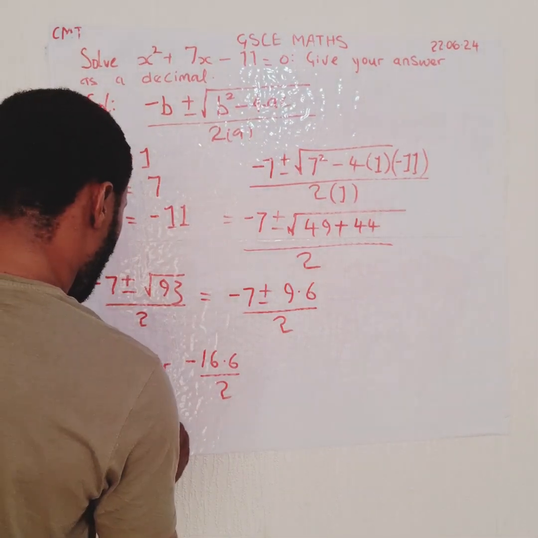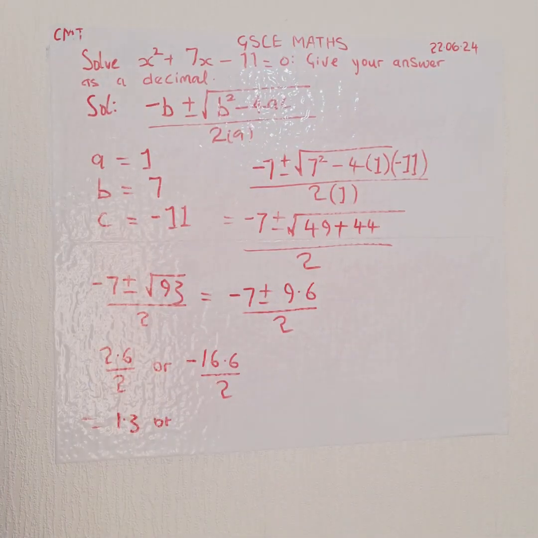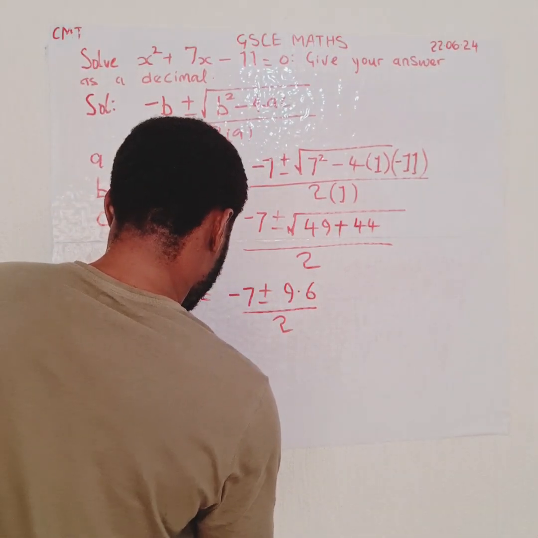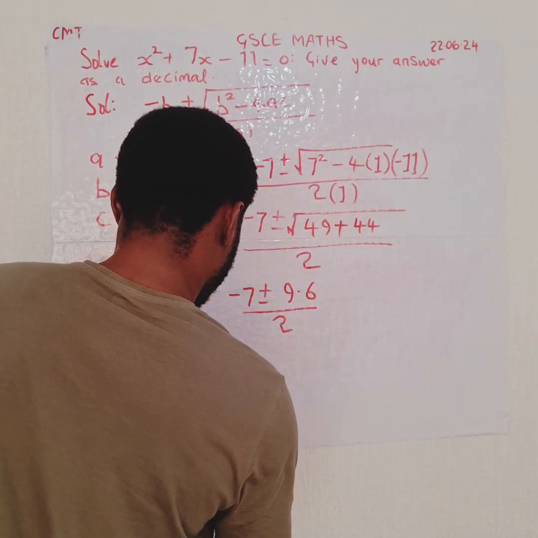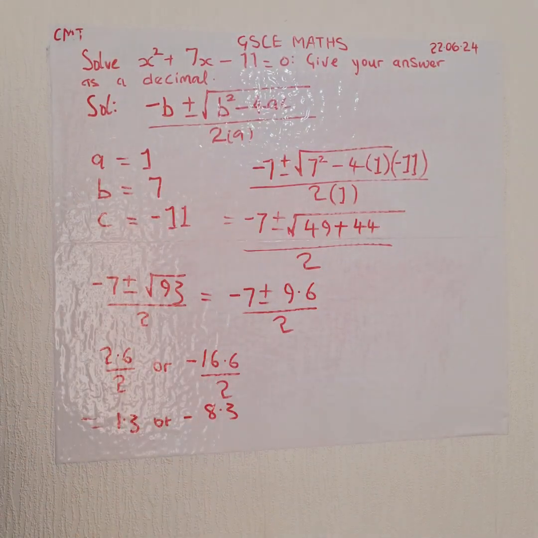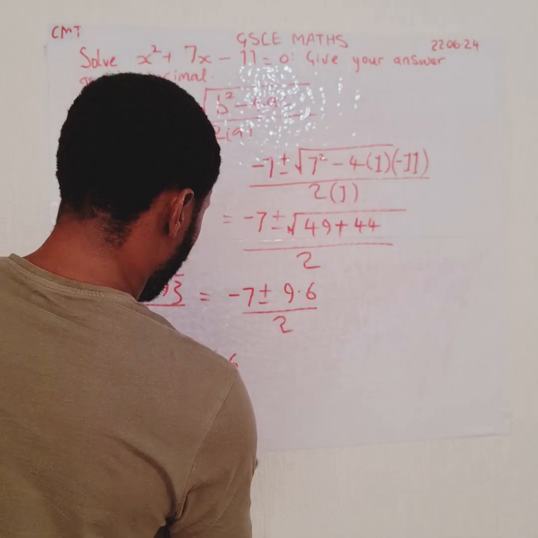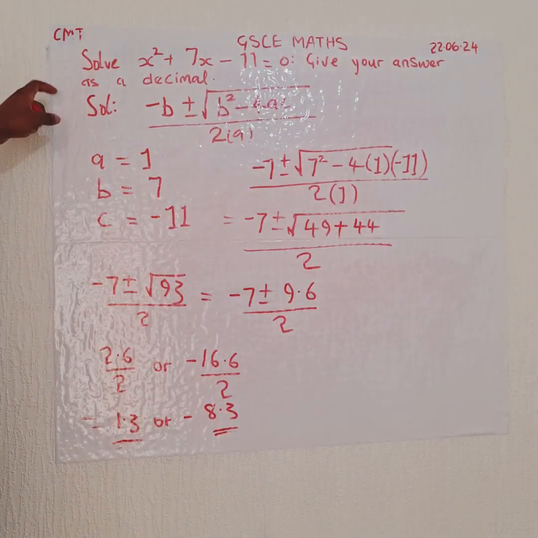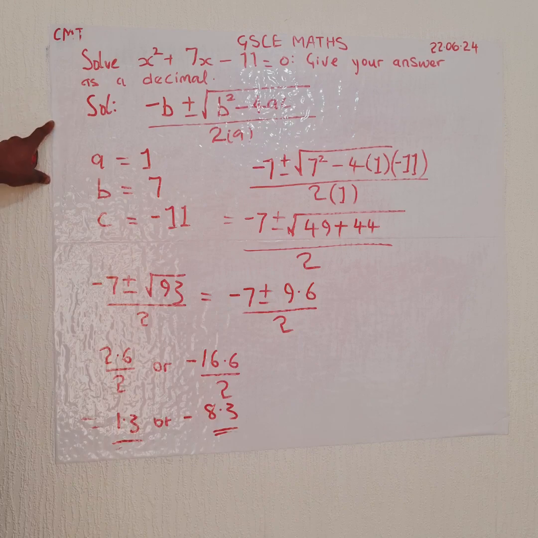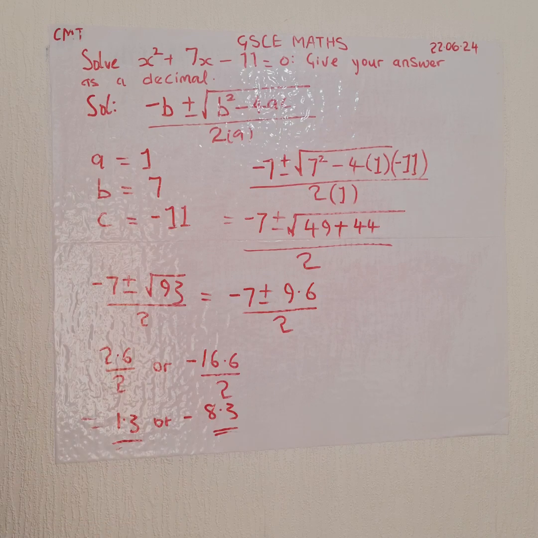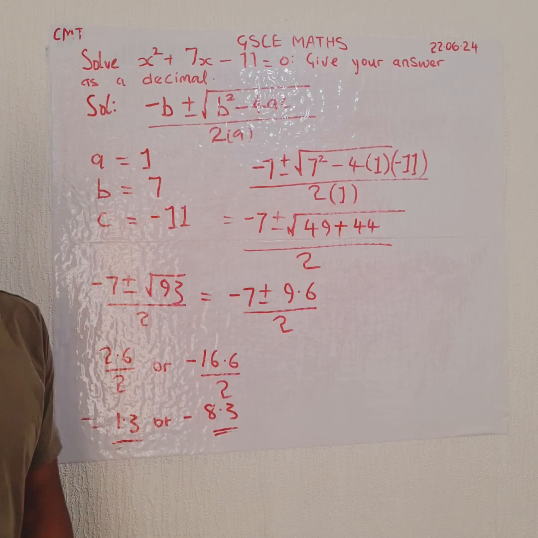All right, this would be 1.3, or minus 8.3. 16 over 2 is 8, 0.6 over 2 is 0.3. All right, now we have solved our problem. We can also solve this problem graphically or by completing the square, but the fastest method is using the quadratic equation formula. If you've got any question, you can pop it down in the comment section.